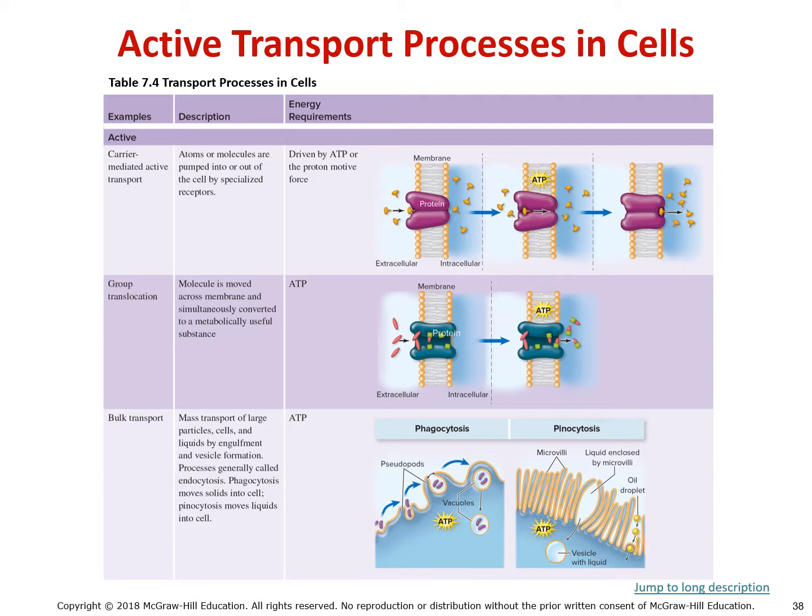Group translocation is, again, movement across to typically create concentration, but notice how the things that are being moved are modified as they come through. The best example is, again, that process of glycolysis. As we move glucose into the cell, we're already taking care of glycolysis. And then we have our bulk transport, which includes phagocytosis of solid things and pinocytosis of liquids. These things will again be moved inside of vesicles and transported typically towards the center of the cell.